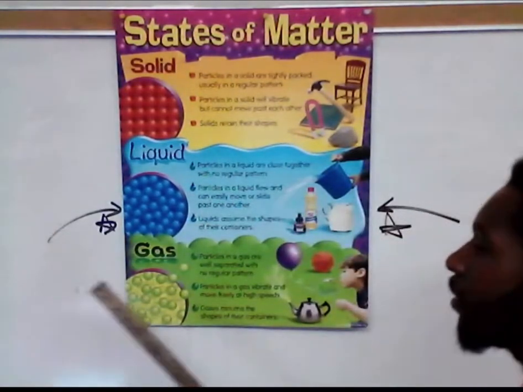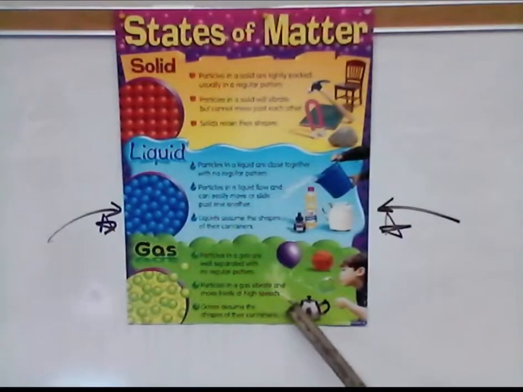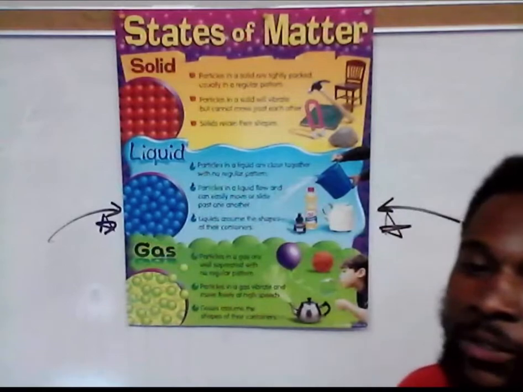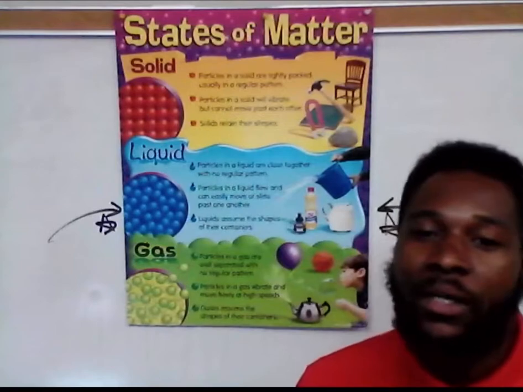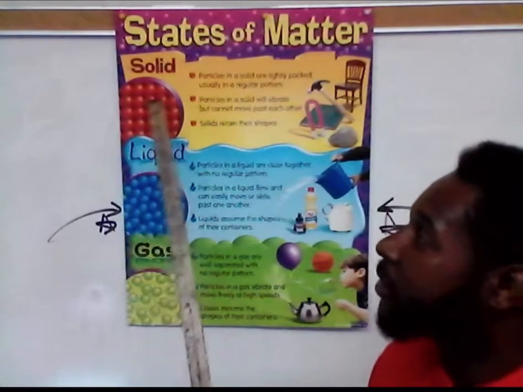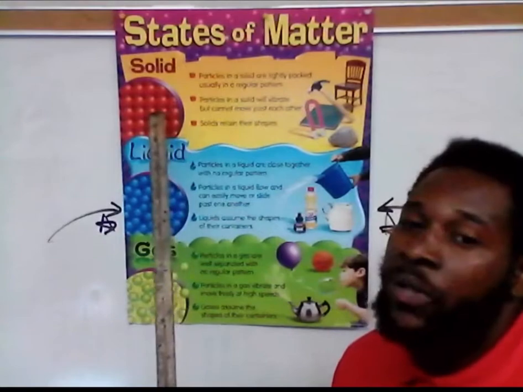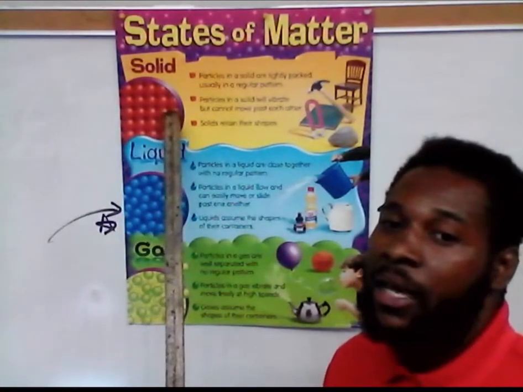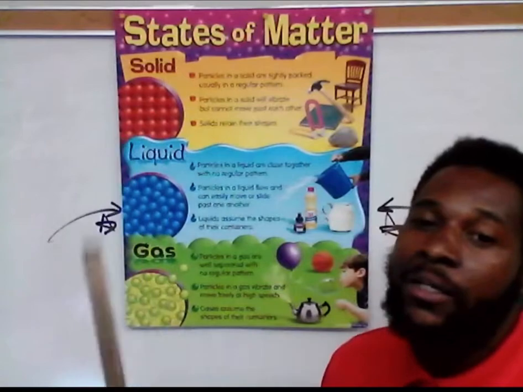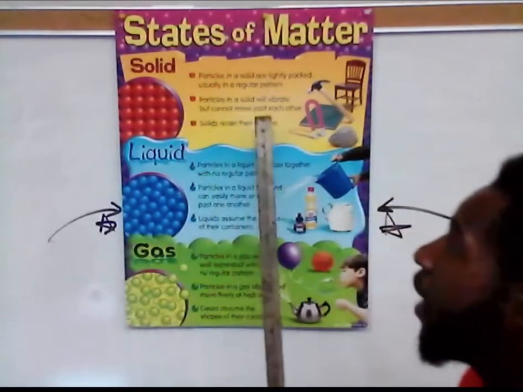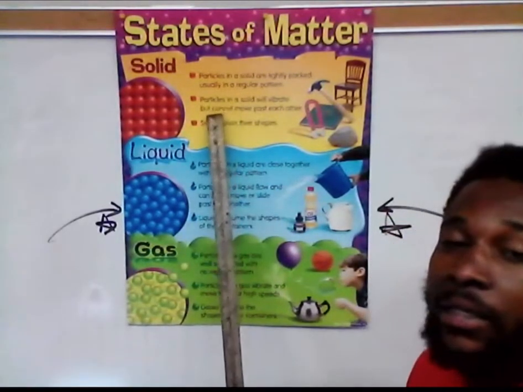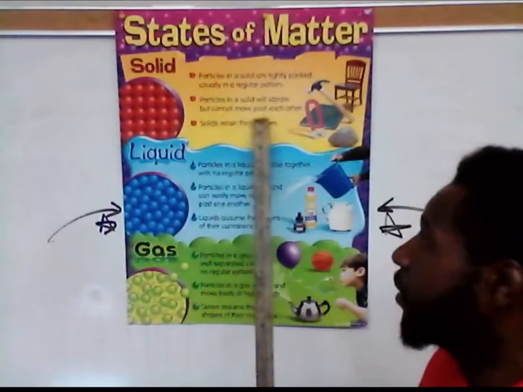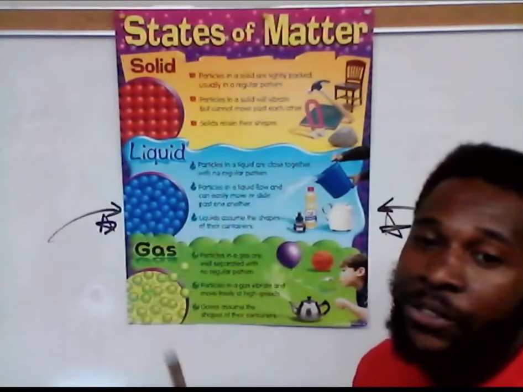Now, gases must have a container. In order for a gas to be contained, there must be something external to it that is moving it. Rocks, they do not have to be contained. They create their own container. They have a solid pattern. They cannot move past one another. That means they will retain their shape.